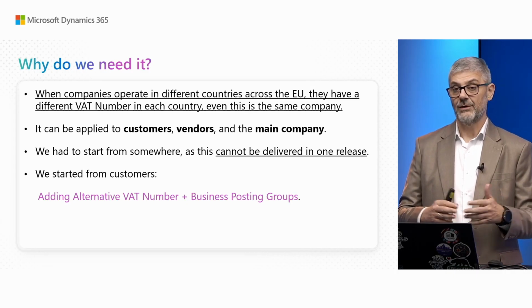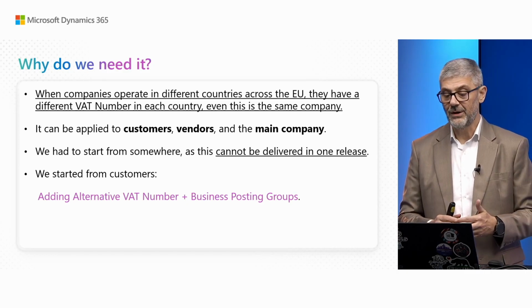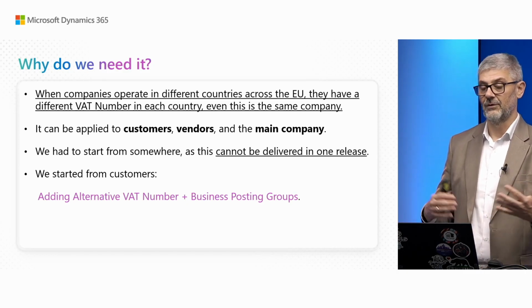But we had to start from somewhere, so we couldn't deliver everything in one hit. It was big changes in the VAT system, so we decided to start with the customers, because, based on our research, it was the most painful part related to multiple VAT numbers in Business Central. So what we did, we added an alternative VAT number, and additionally you can add business posting groups.